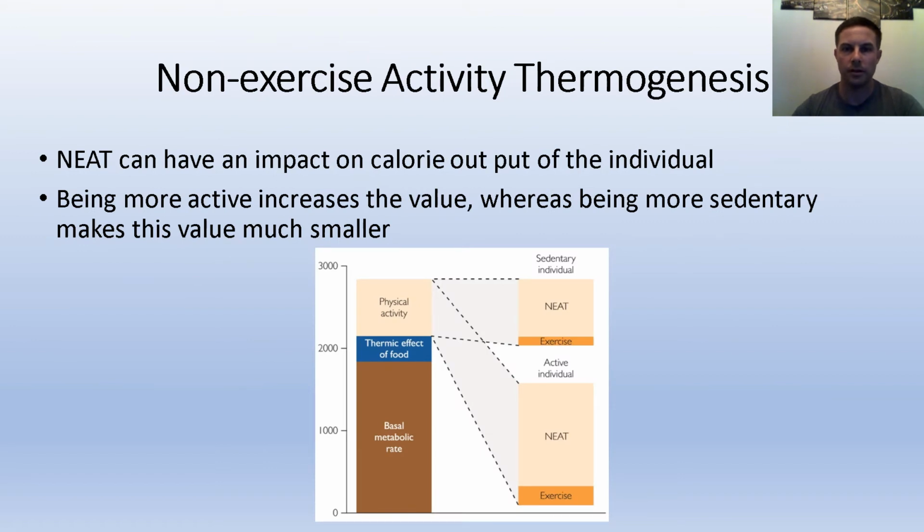So non-exercise activity thermogenesis, or NEAT, can have an impact on the calorie output of each individual, right? Being more active increases this value, whereas being more sedentary makes this value much smaller. So if you're a more active individual, instead of sitting on your bum all day, potentially walking around, getting some extra steps in, tapping your foot, taking a walk around the neighborhood, anything else to increase your activity level will increase your NEAT.